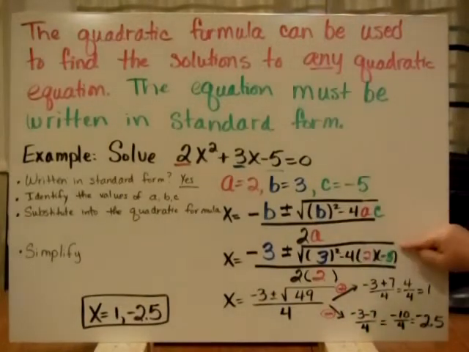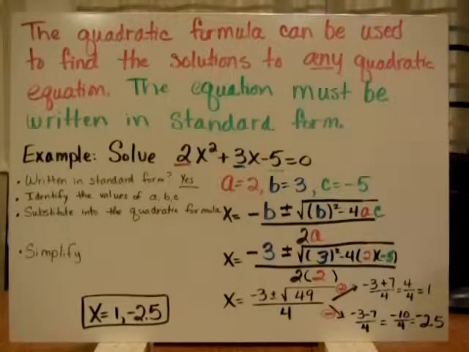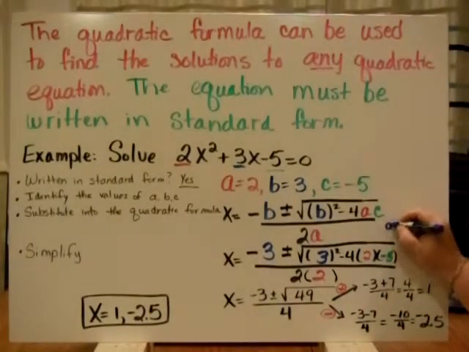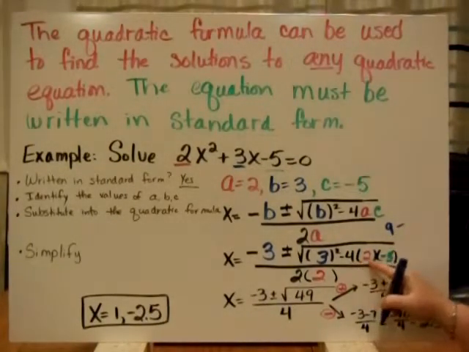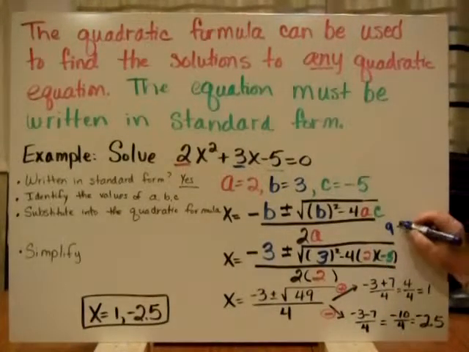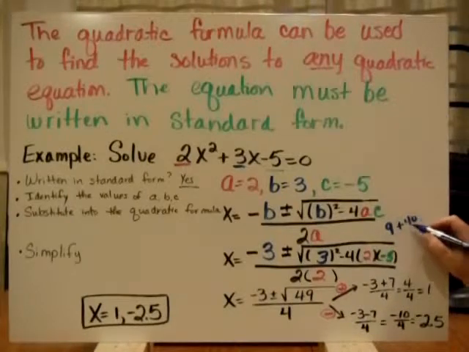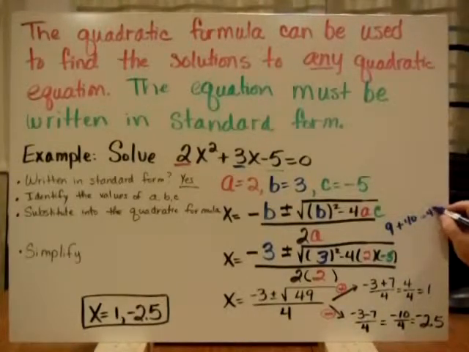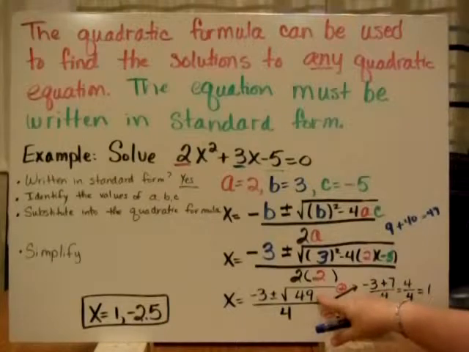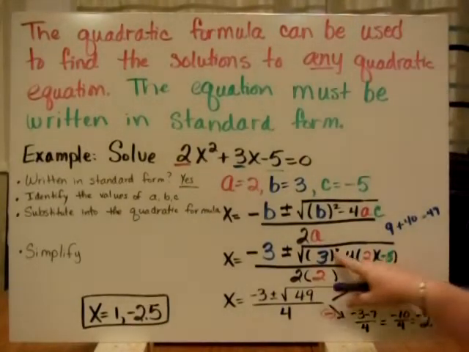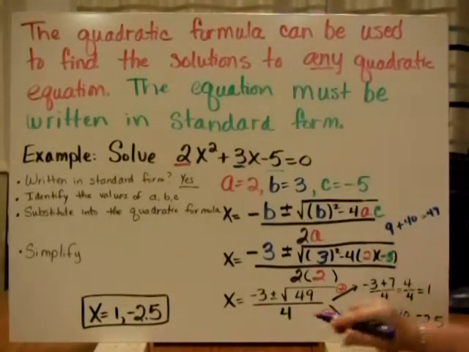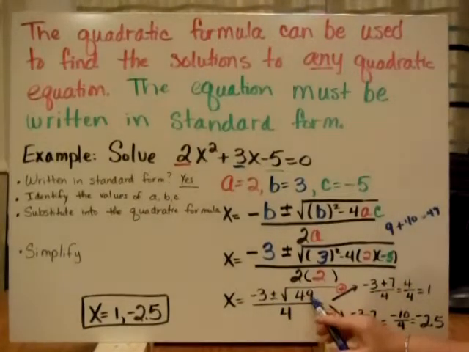Okay, start with what's under the radical sign, because if you try to work this problem all at once, it's really easy to make a mistake. So 3 squared is 9. So we have 9. A negative 4 times 2 is a negative 8, and a negative 8 times a negative 5 gives us a positive 40. When we add those together, we get 49, which is where this 49 came from. We just simplified what was under the radical sign. So now we have negative 3 plus or minus the square root of 49 divided by 4.